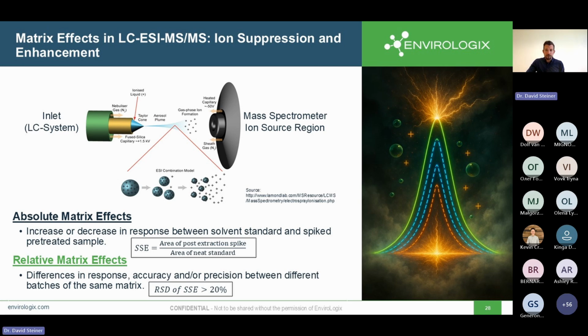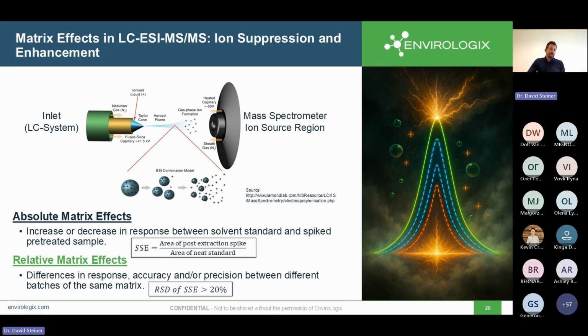Triple quad methods typically follow electrospray ionization. In this case, analytes and matrix components enter the spray together, coming from the LC system. And when the matrix components dominate, they compete for the charge. That means they reduce the analyte ionization, and that produces, in the end, smaller signals. Some compounds can also enhance the signals by stabilizing charged droplets or improving ion release. It is important to mention that these effects are very analyte and matrix specific.